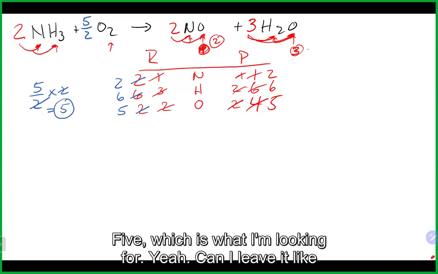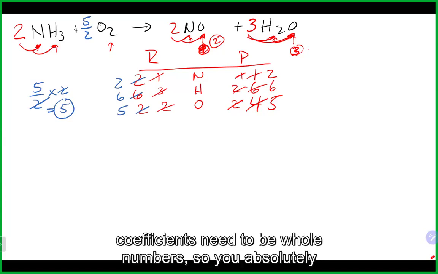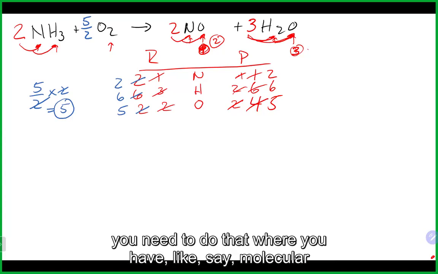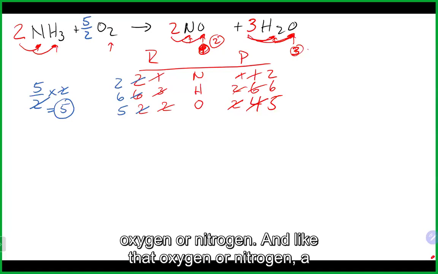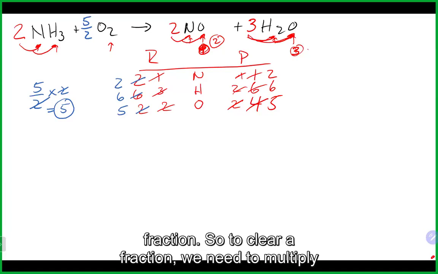Can I leave it like that? No, because at the beginning we said all the coefficients need to be whole numbers. So you absolutely can use a fraction to balance an equation. Sometimes you need to do that where you have, say, molecular oxygen or nitrogen, and like that oxygen or nitrogen, a couple things on their side. But you do need to clear the fraction.